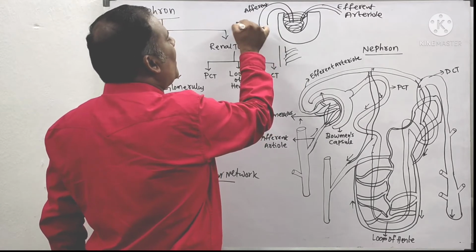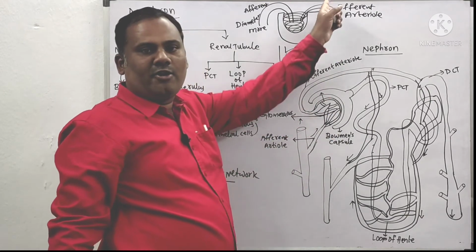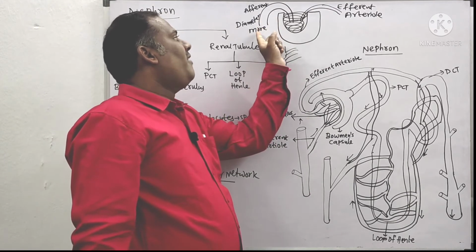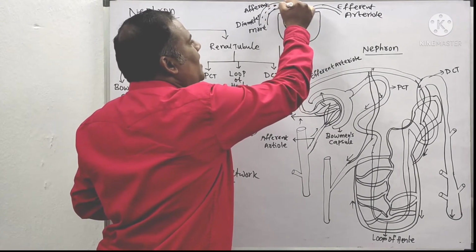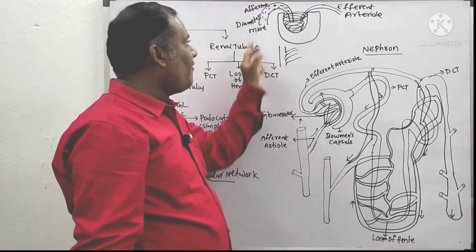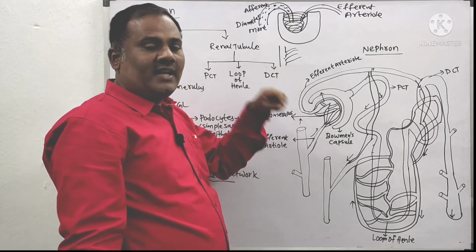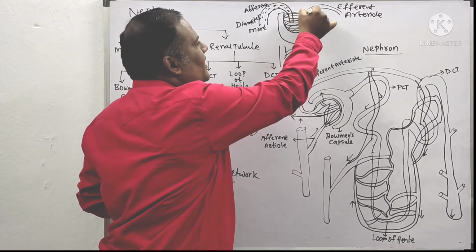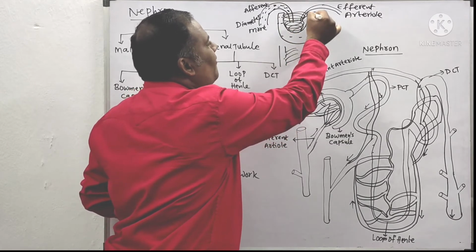The diameter of the afferent arteriole is more when compared to the efferent arteriole diameter. It is a very important point. Why? Whenever the impure blood, consisting of nitrogenous waste, excess salts and excess water, is coming, the afferent arteriole takes and pours that impure blood into this glomerulus. And then the filtration happens, with the help of podocyte cells and some other mechanism.